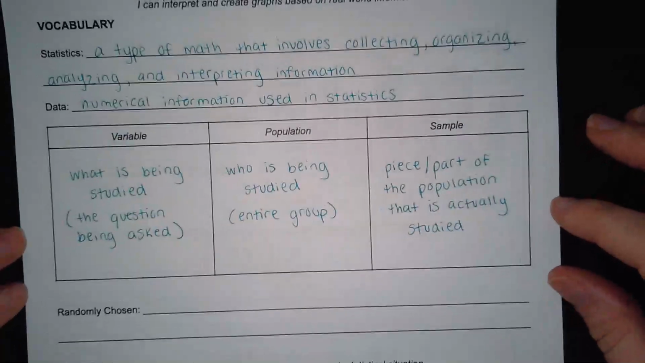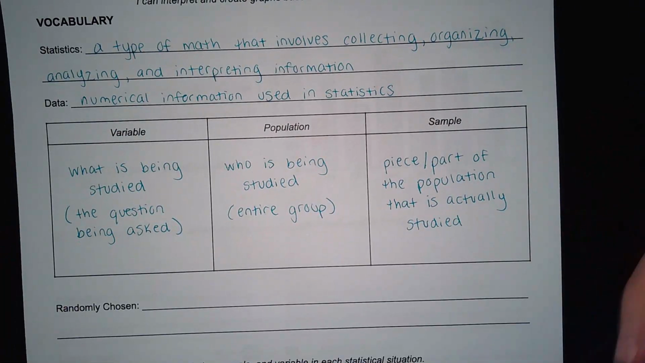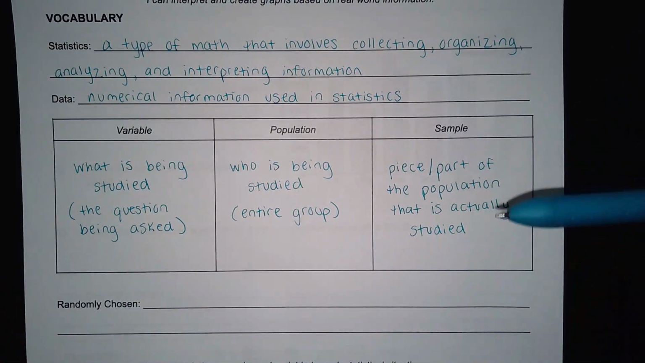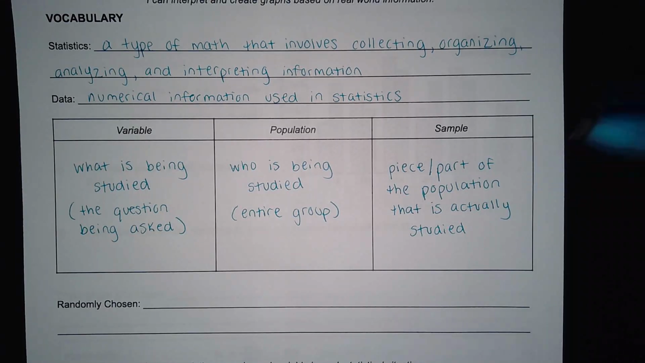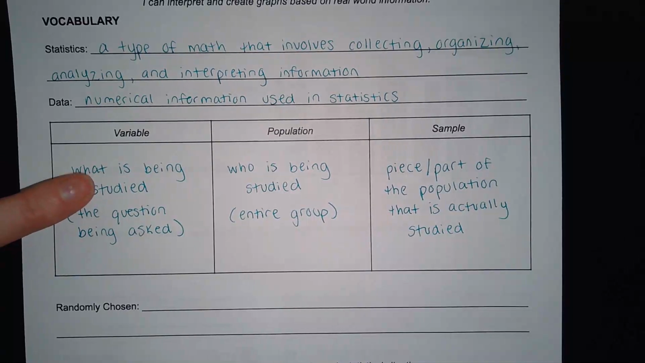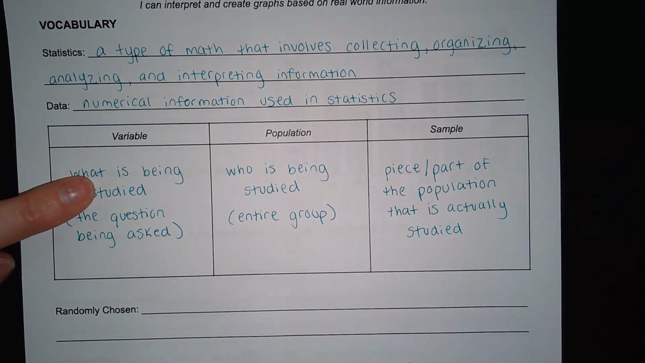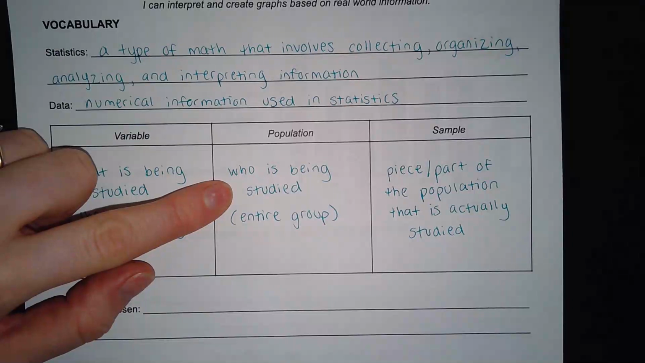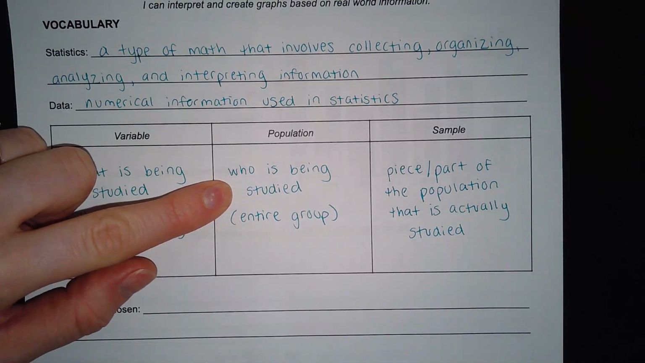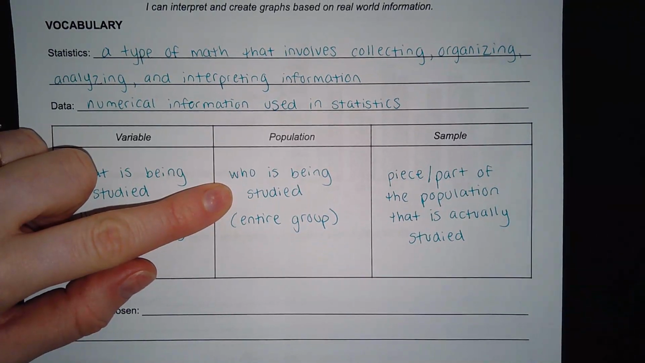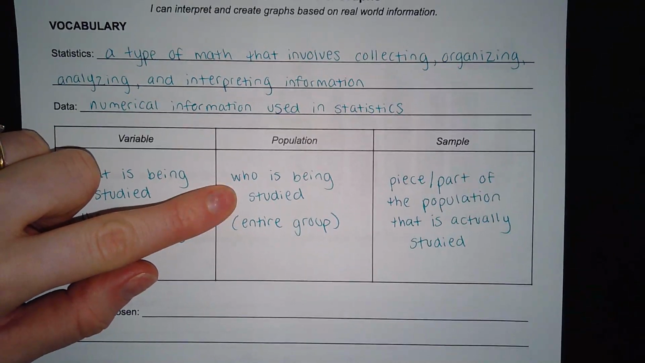Now, I'll give you an example of that really quickly, and then we'll take a look at some examples below. For example, an election, right? A lot of polls will try to predict which candidate is going to win the presidency. The question or the variable would be which candidate is going to win. That's what we're trying to study. Which person is going to become president. Now, the population in the United States would be every eligible voter in the United States. That's who we're trying to predict that information about.